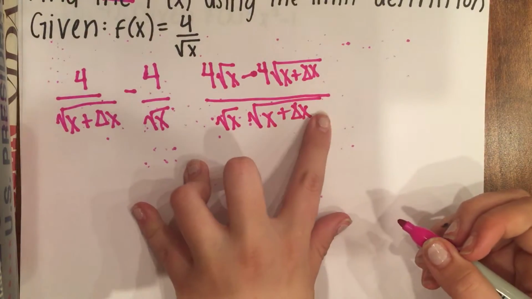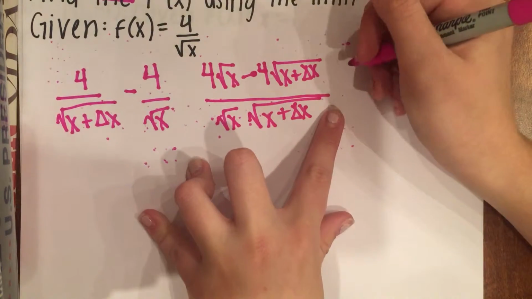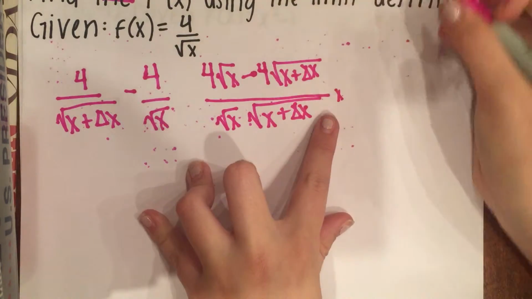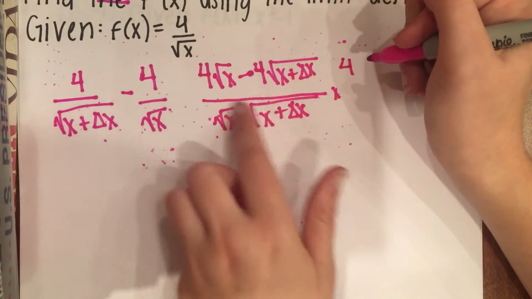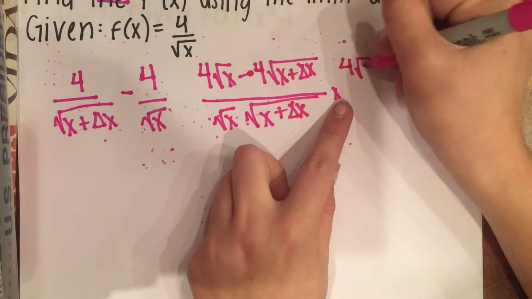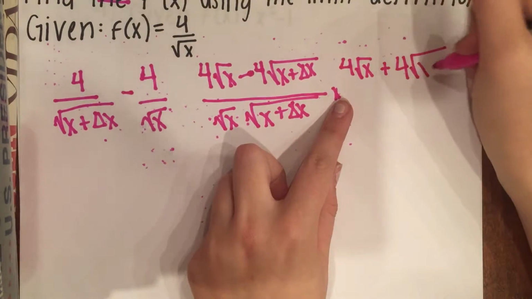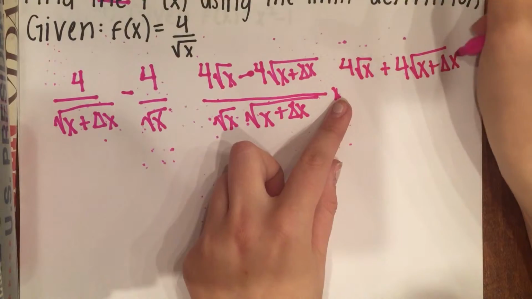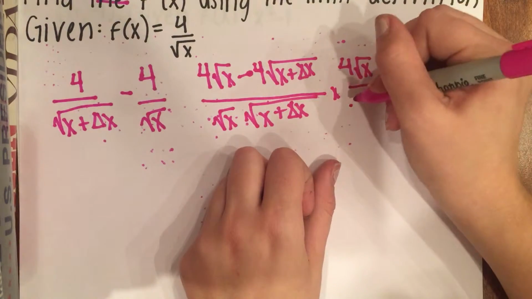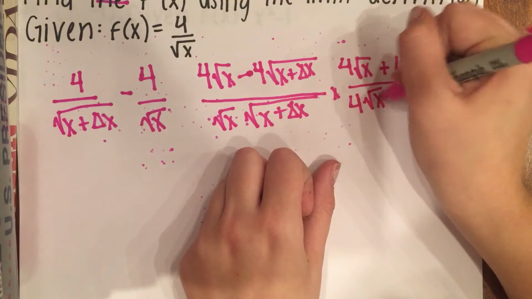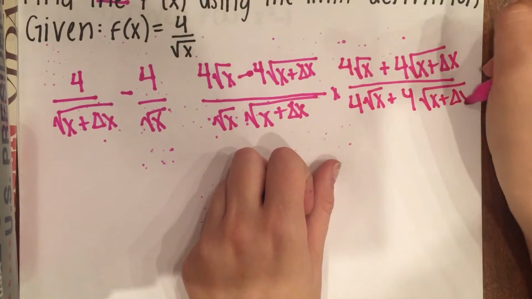Now, to simplify further here, I'm going to multiply by the conjugate, which is basically just a weird-looking one that will allow us to have a lot more simplification. So I'm going to multiply by the conjugate of this portion, which would be 4 root x plus 4 root x plus delta x, all over 4 root x plus 4 root x plus delta x.